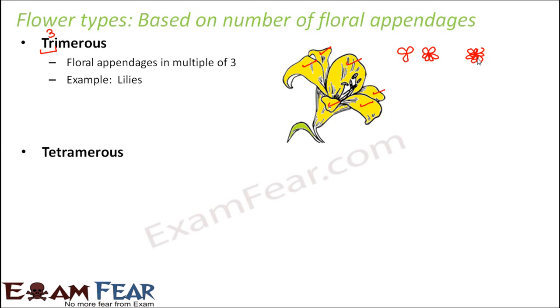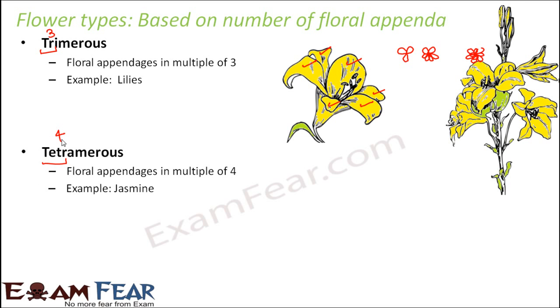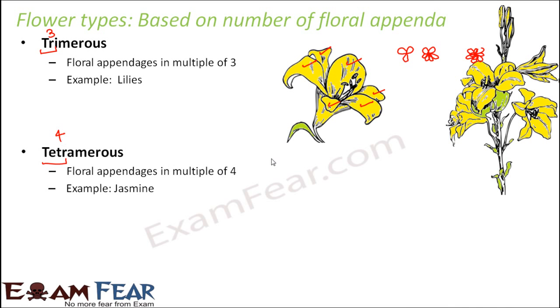Next one is tetramerous. Again, the word tetra means 4. So, floral appendages in multiples of 4. Example would be jasmine. So, something of this sort. Maybe 4 petals or 8 petals or 16 petals. So they all will be tetramerous. So jasmine is one example of tetramerous flowers.